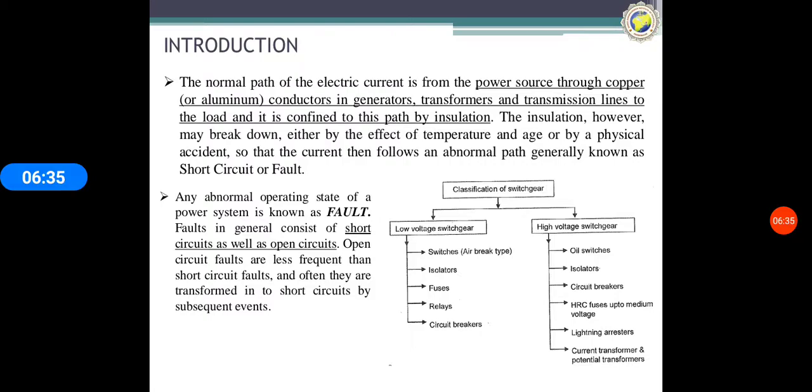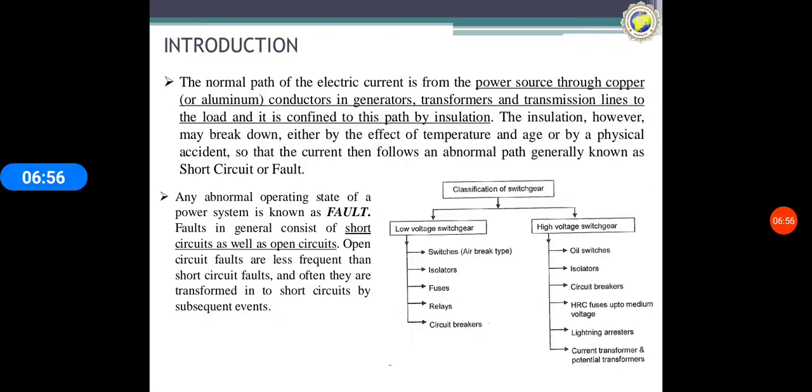So basically, we know about switchgear. What are the parts of switchgear, and what is the classification of switchgear? There are basically two types of switchgear: low voltage switchgear and high voltage switchgear. So what are the components of low voltage switchgear?